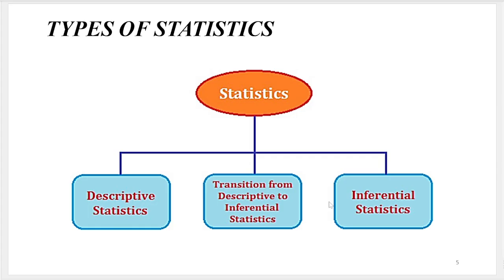Second type, transition. This is the bridge between describing data and making decisions. After we summarize data, we start asking, can we generalize this result? Can we apply this to a larger group? For example, you survey 50 employees in your company. By descriptive statistics, for example, you get 70% of employees are satisfied.